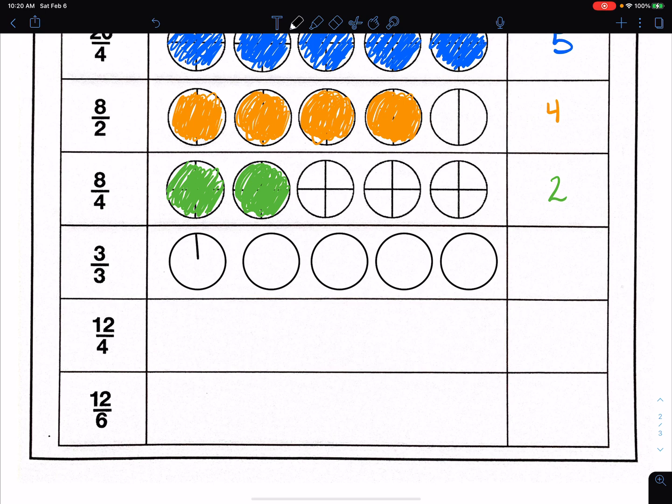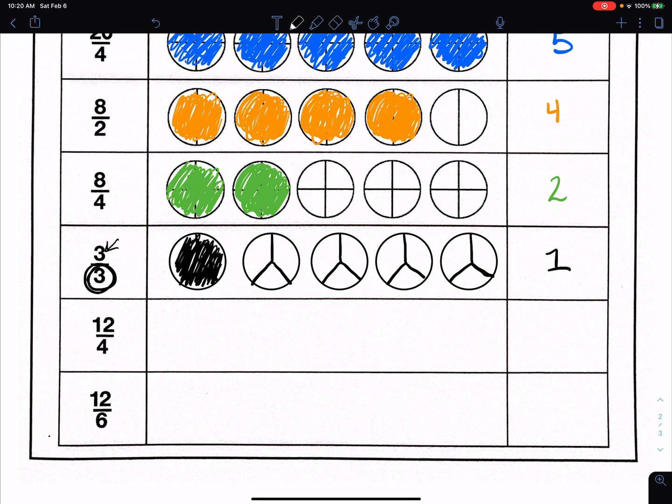I'm going to divide each circle into thirds, and I know that because of this denominator. And then I need to shade 3. So 1, 2, 3. Okay, so I can shade this whole circle. And I see that I only have one whole shaded.